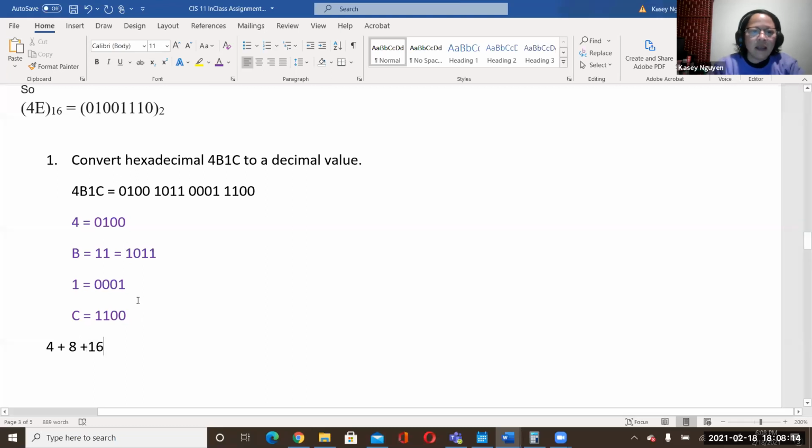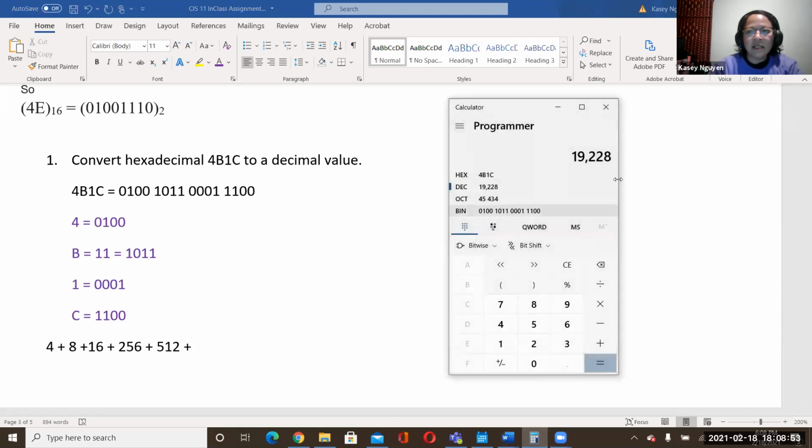And then it's going to skip 32, skip 64, skip 128, and then 256, we have to add 256. And then next to 256, that's 512. And then after 512, that's 1024, it skips that. And so forth. So you're going to add up all the values that are equal to 1. So at the end, you would have a result of 19,228, okay?